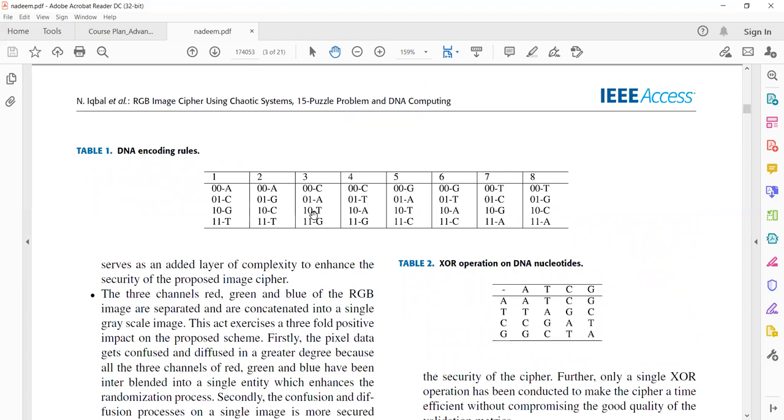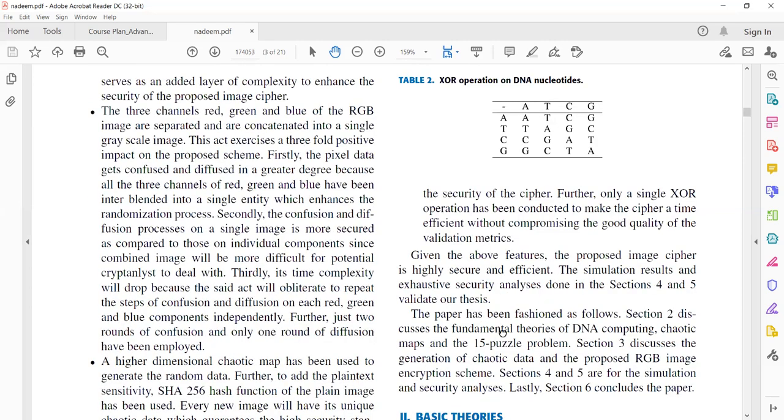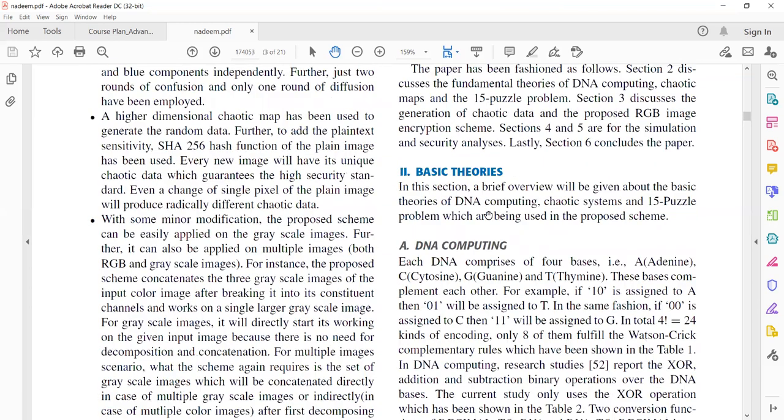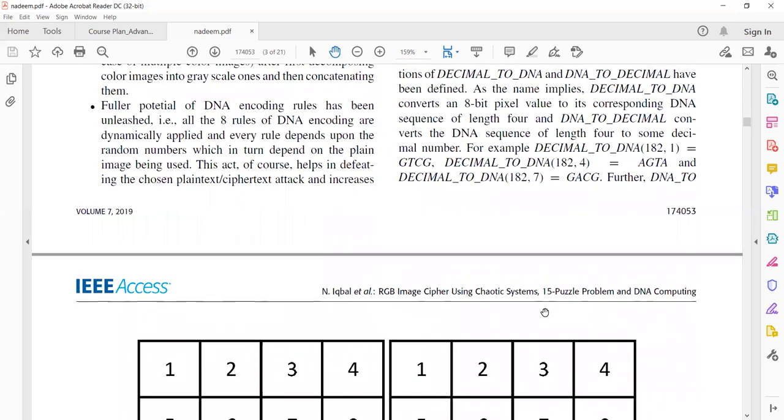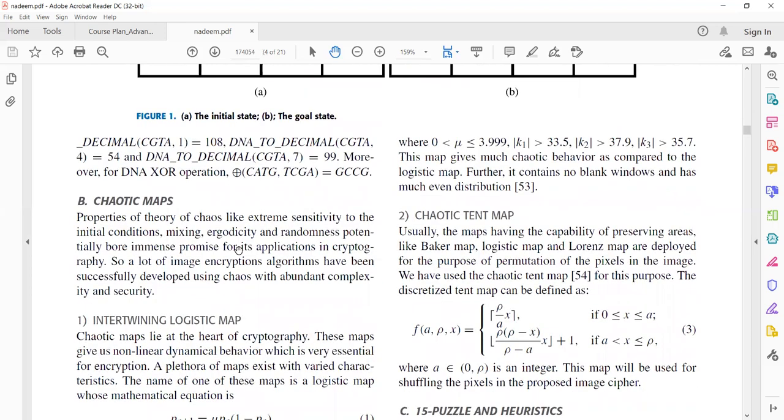As described earlier, this scheme will use the DNA encoding rules. These are the 8 DNA encoding rules. Apart from that, this table represents the exclusive OR operation between the DNA strands or nucleotides. These are the basic theories upon which our study rests. DNA encoding, then chaotic maps. We have described these chaotic maps.